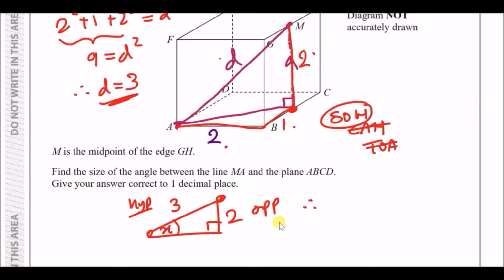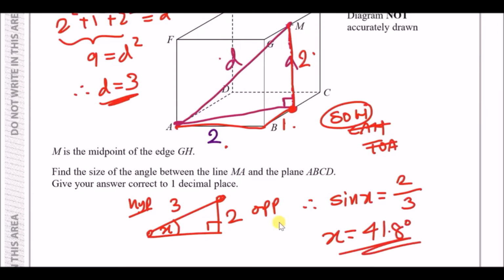So, using SOH CAH TOA, we can say that sine of the angle equals the opposite O over hypotenuse 3. And then sine inversing this, you're going to get a simple result of 41.8 degrees. That's it. All done.